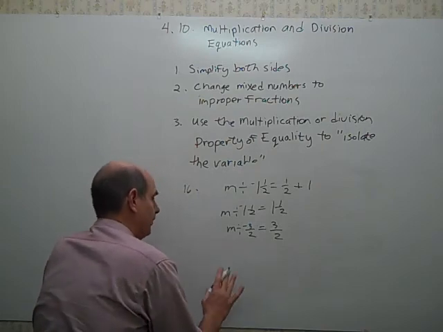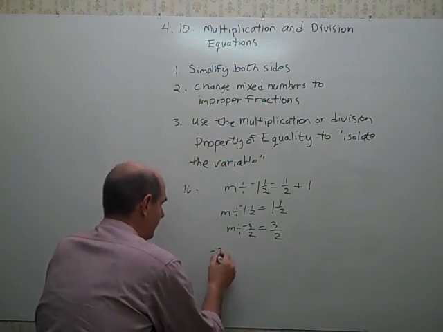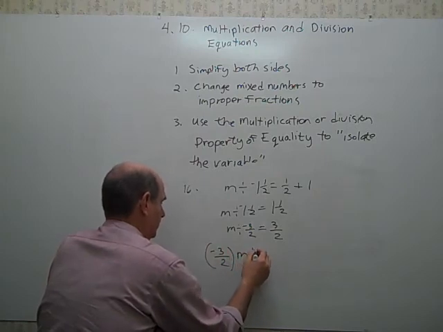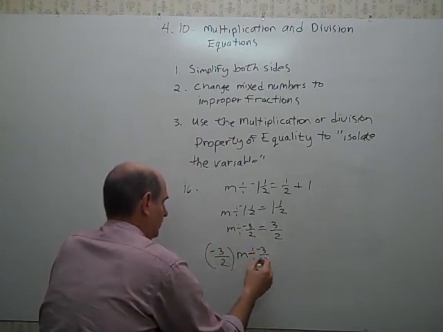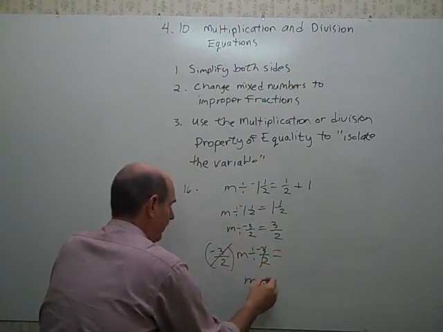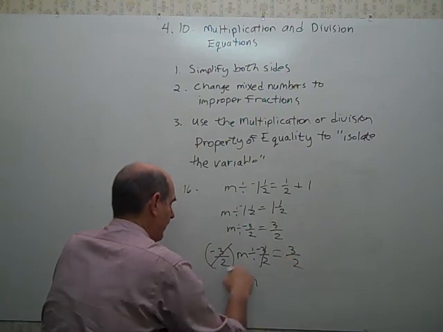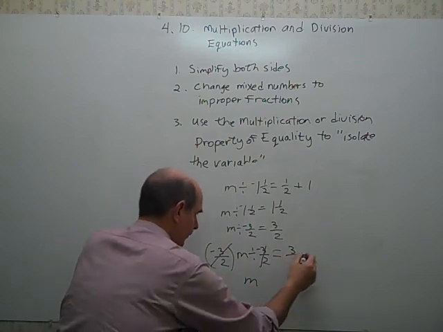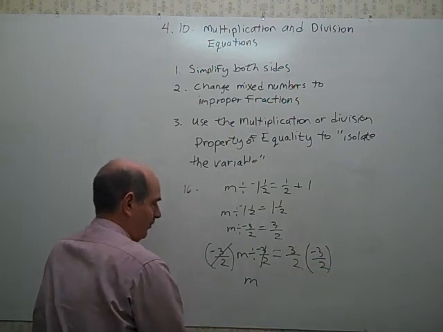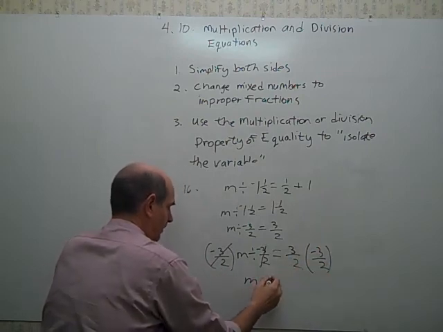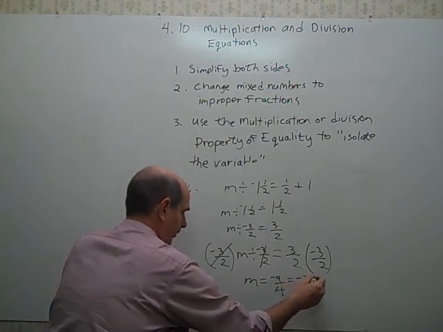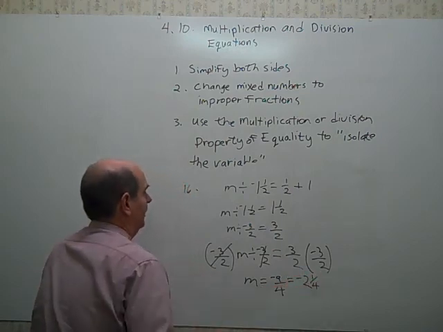And here's where you have to trust the system. If you multiply by negative 3 over 2, this is going to cancel. Use m on the left. And whatever I do to the left side, which was multiply by negative 3 over 2, I have to do to the right side, which will give me negative 9 over 4, which is negative 2 and 1/4. I could leave it either way here.